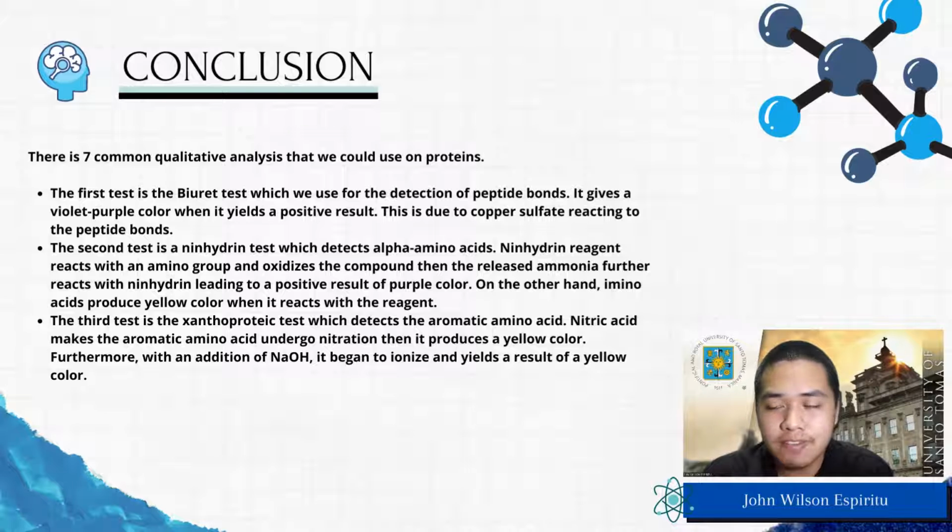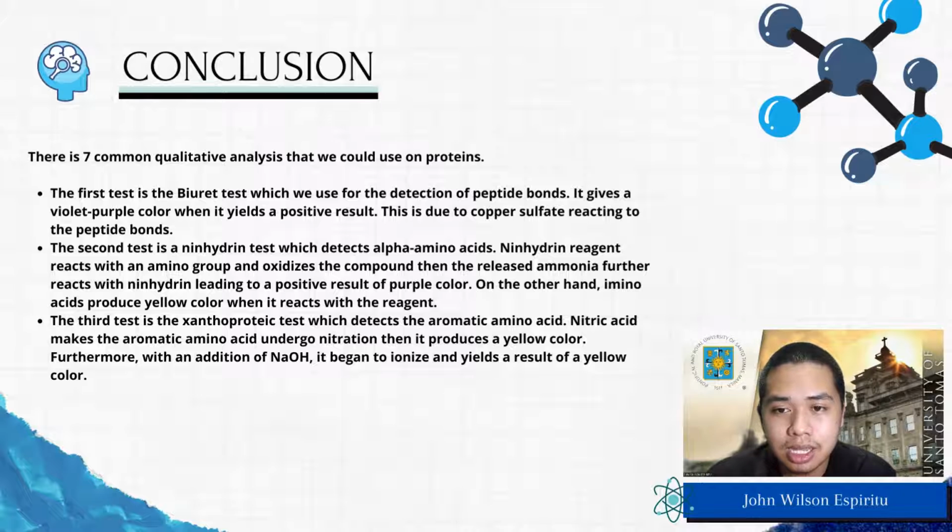Our group used 7 different tests on protein. The first test is the Biuret test, which is used to detect peptide bonds. The principle behind it is that the copper sulfate reacts with the peptide bond, which gives a purple or violet color. The next test is the Ninhydrin test, which is used to detect the alpha amino group. The ninhydrin reacts with the amino group, then it oxidizes the compound. After that, it releases ammonia, and this ammonia further reacts with the ninhydrin, which gives a purple or violet color, which we can also call Ruhemann's purple.